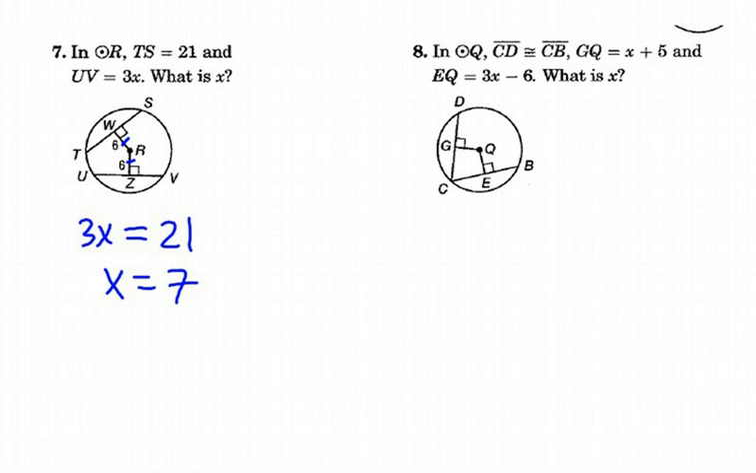Over on number 8, they tell me that these two chords are the same, which automatically tells me that those must be the same. So I'm going to set those equal to each other to solve for x. And I get x is 5.5.